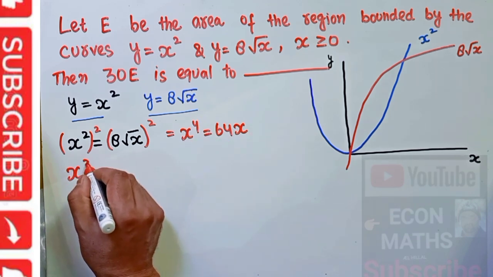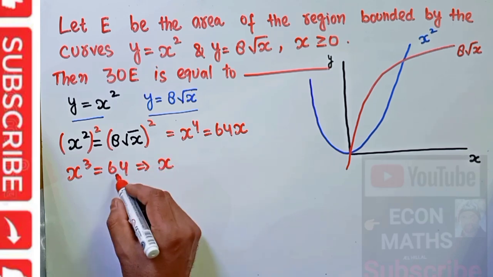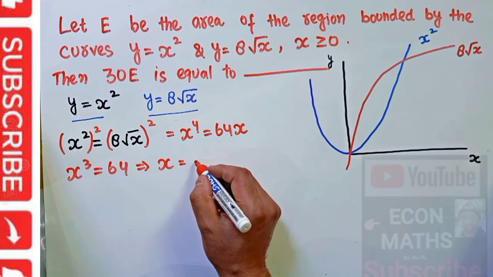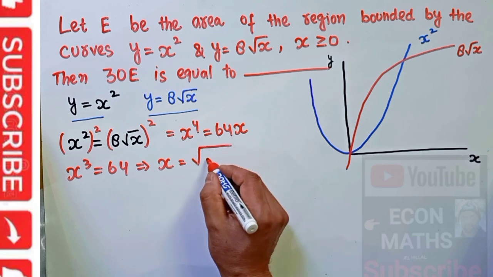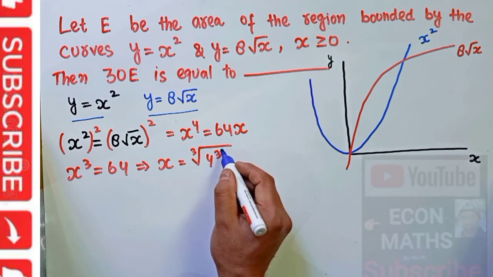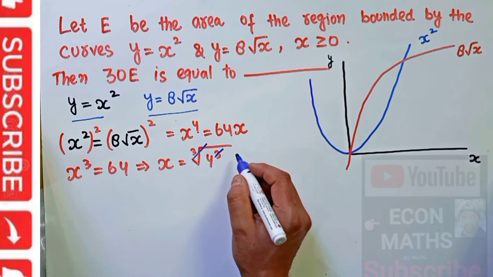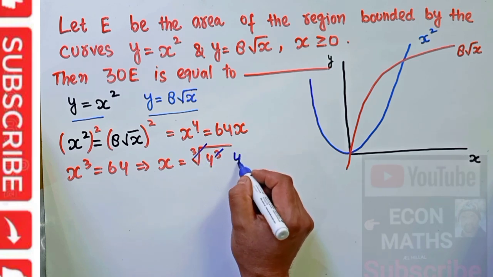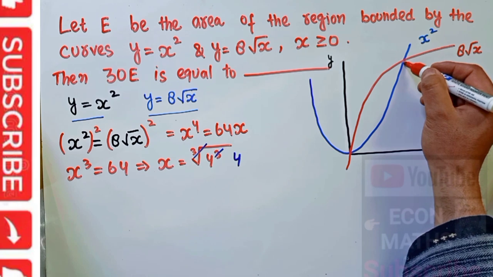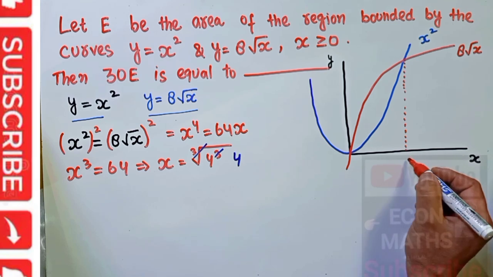That gives us x cube will be equal to 64, which implies x will be equal to the cube root of 64. 64 is a perfect cube, and we can write it as 4 cube. So the cube and cube root get cancelled. That means x is equal to 4. That implies the point where these two curves intersect with each other is x is equal to 4.